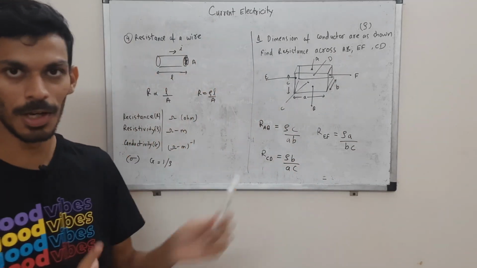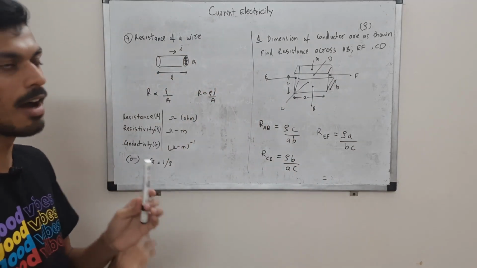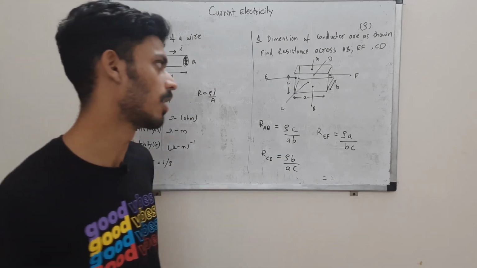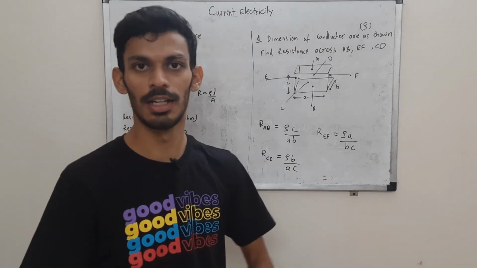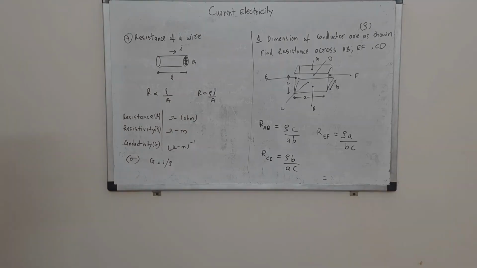I hope you are able to follow along. A is the cross section area, L is the length of the conductor. So that is about this section. Over to the next one.